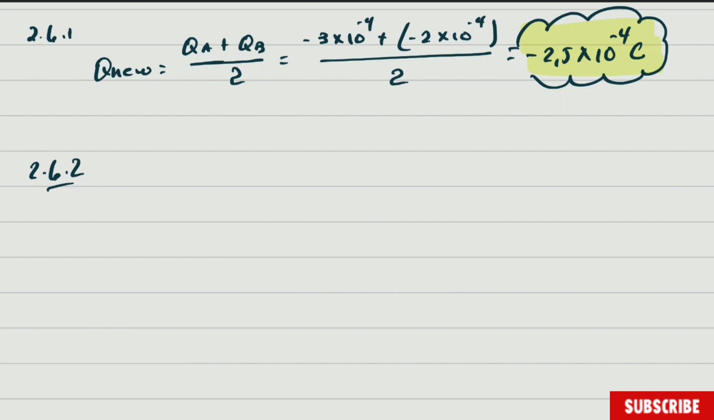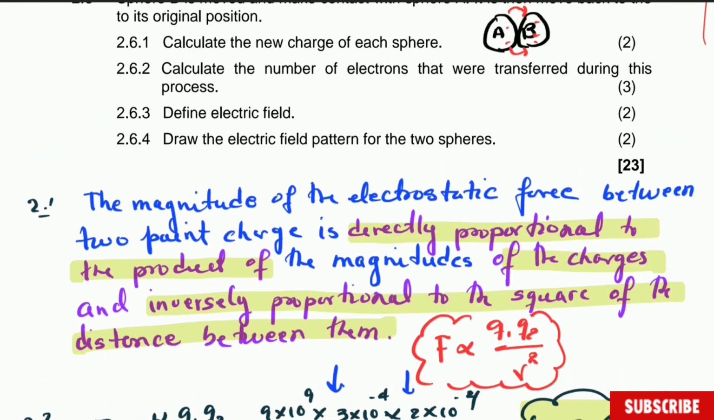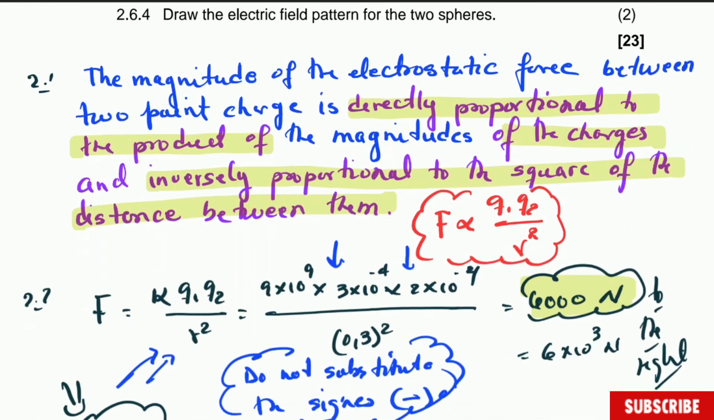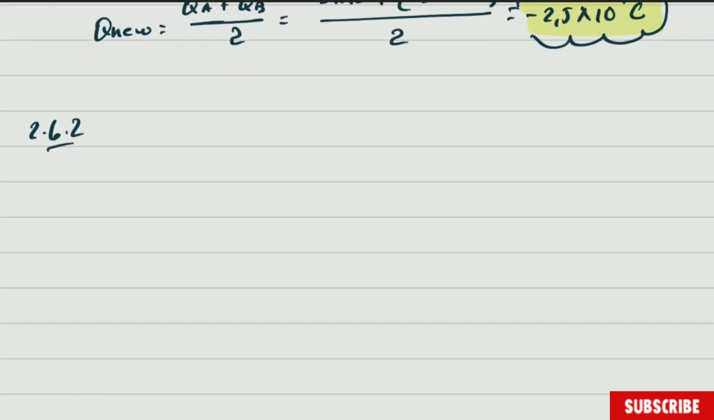Question 2.6.2 asks you to calculate how many electrons were transferred during this touching process. To do that, we first have to calculate the change in charge. We need to know how much the charge changes. Remember, the number of electrons is equal to the charge divided by the elementary charge.